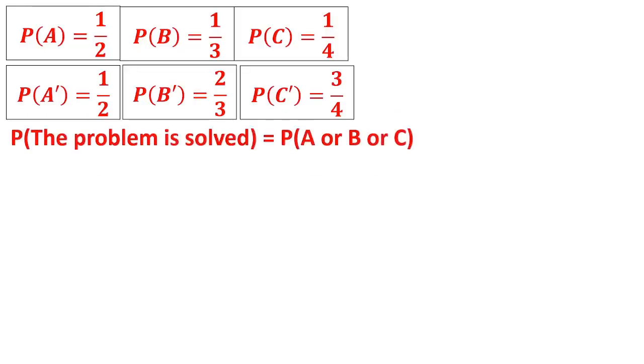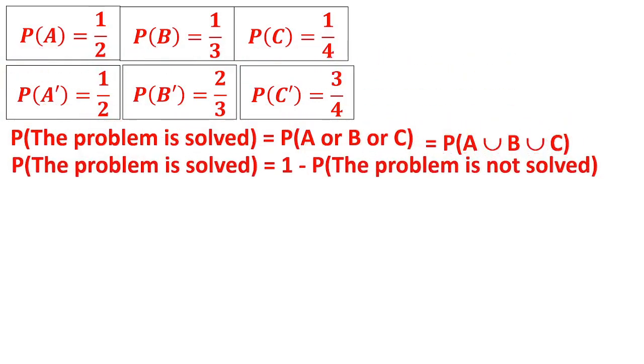Now what is asked in the question? The problem is solved. Therefore A or B or C is solving, so A union B union C. Now the formula will be very lengthy: P(A) + P(B) + P(C) − P(A ∩ B) and so on. But we can use the idea of not. Therefore, 1 minus P(the problem is not solved).